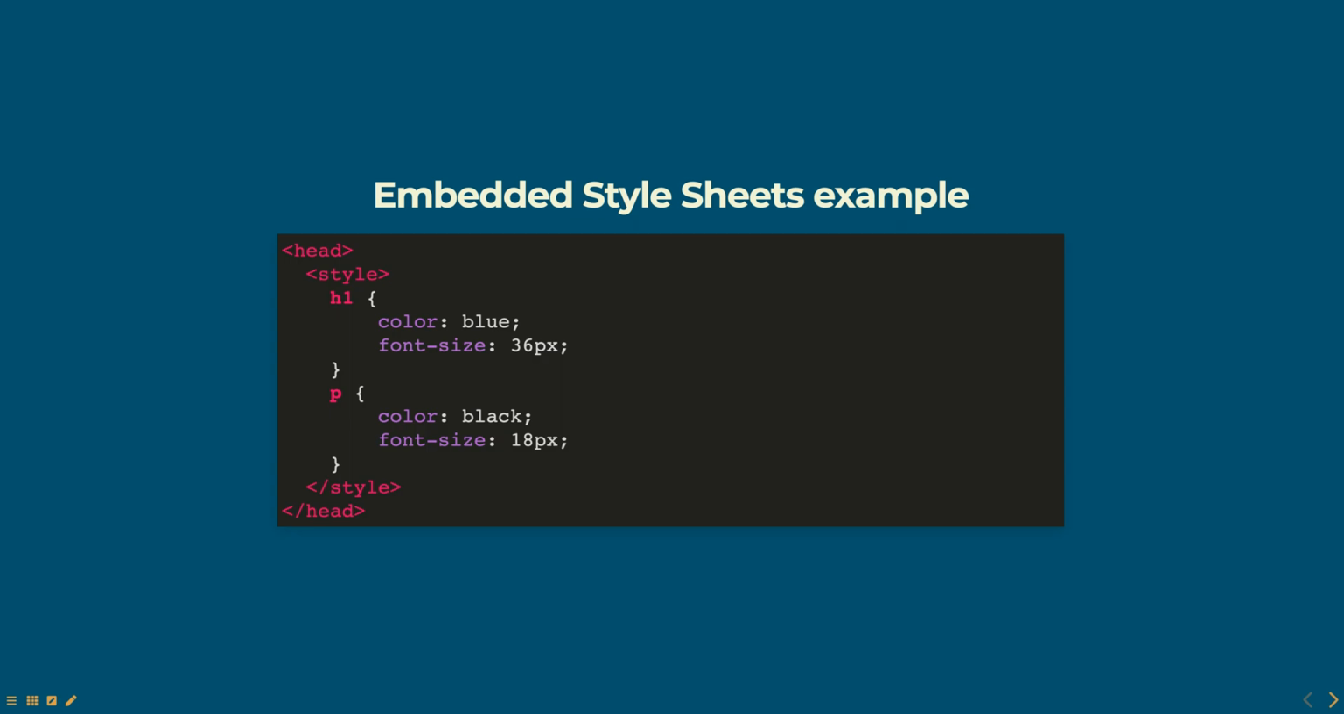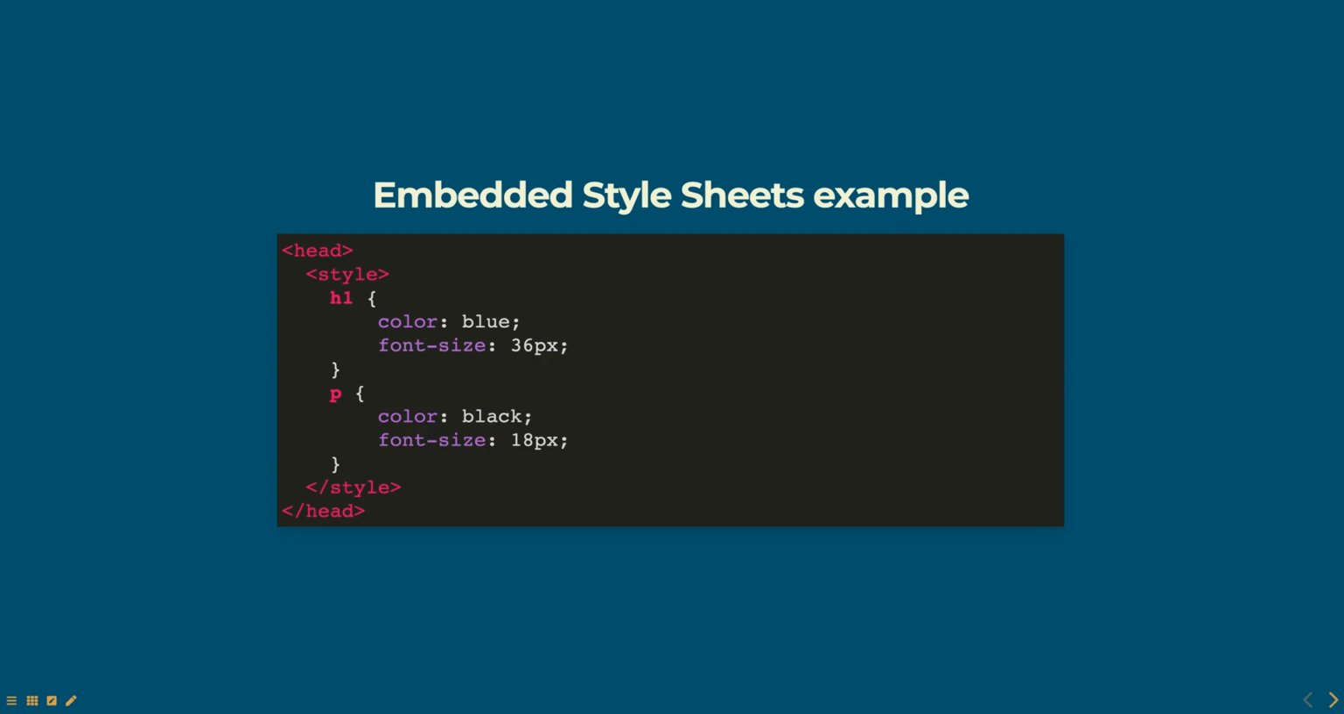In this example, styles for H1 elements are set to color blue and font size to 36 pixels. And styles for paragraph elements are set to color black and font size to 18 pixels.